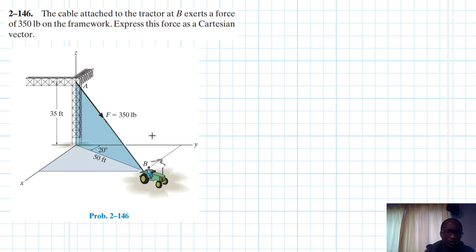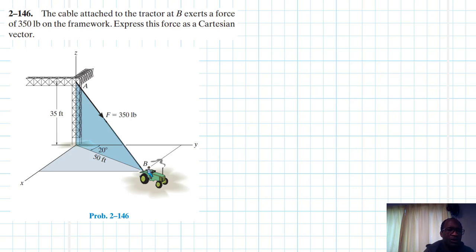Right, so we have this tractor here attached. A tractor is exerting a force on this particular structure A, and the magnitude of the force being exerted on this structure is 350 pounds force. So let's express this as a Cartesian vector.